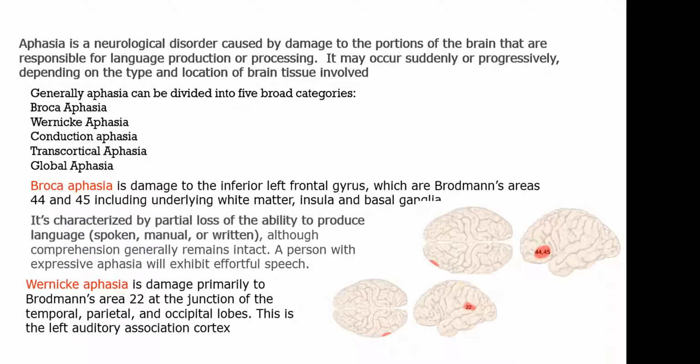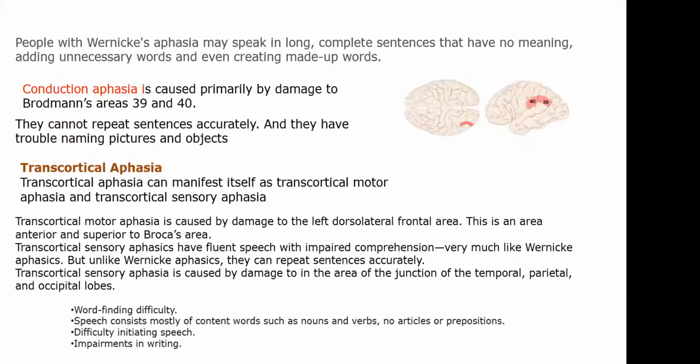The next one is Wernicke aphasia. It's damage primarily to Brodmann area 22 at the junction of the temporal, parietal, and occipital lobes. This is the left auditory association complex. People with this fluent aphasia may speak in long, complete sentences that have no meaning, adding unnecessary words and even creating made-up words.